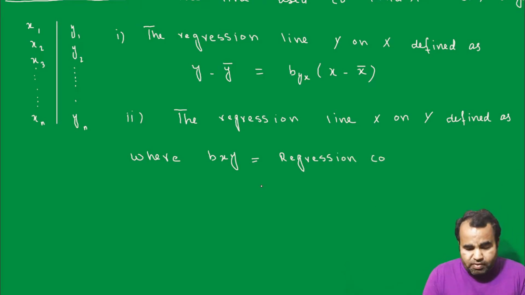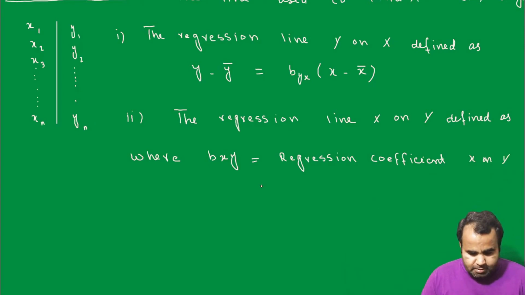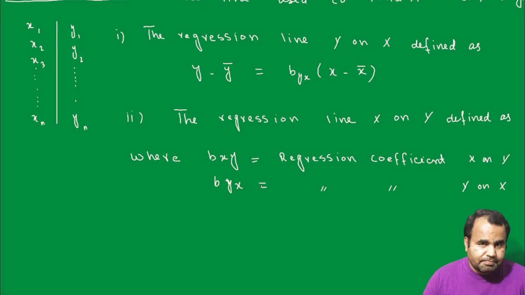Here bxy is the regression coefficient, and byx is also a regression coefficient. bxy is the regression coefficient of x on y, and byx is the regression coefficient of y on x.